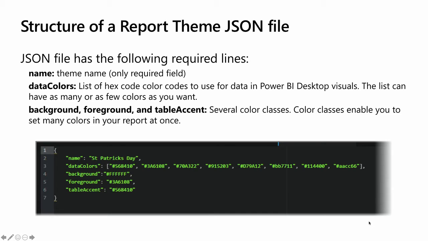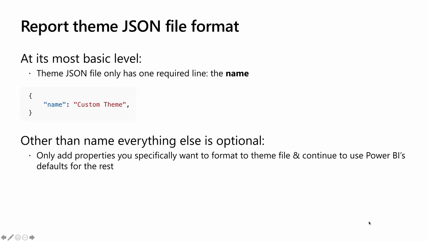Your data colors are a list of hexadecimal colors. I came from the HTML web development world, so I'm very used to hex colors, but you can also find color pickers online. In this case, I've got data colors that I'm setting here. Then my report background is going to be white. I would have a foreground color and then some table accent there. This is a very minimum, but there are several color classes, and you can go even further. So here's the very basic level.